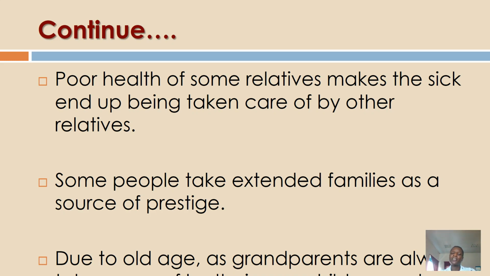Some people take extended families as a source of prestige. We have seen some men having one wife, then the relatives of the wife are in the home, his relatives are in the home. So this one gives him prestige in the family that, yes, I'm a man and I can take care of these so many people. And that prestige alone makes so many people to live in extended families.